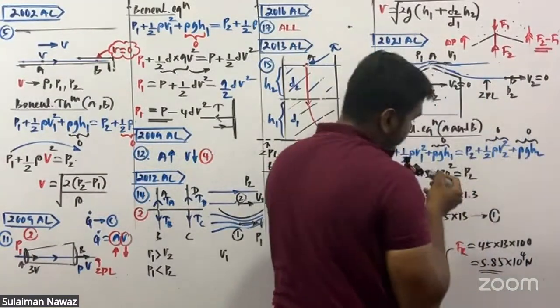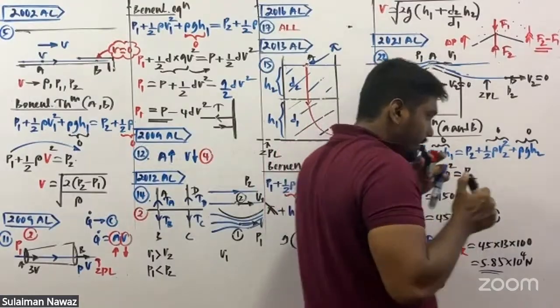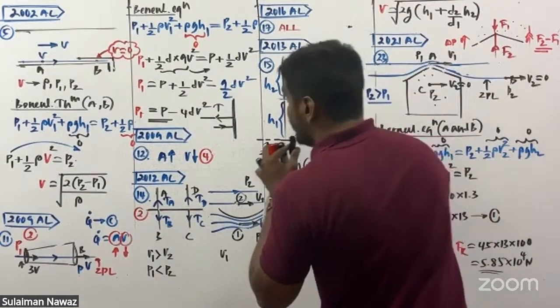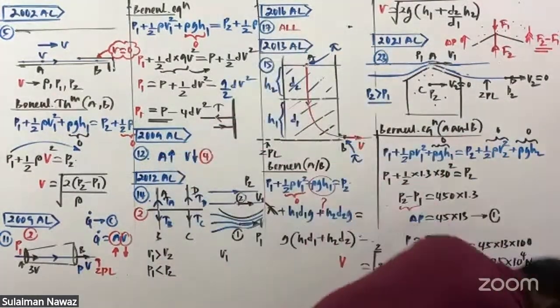Nice question. Then how many questions are to be discussed? Then question 24, 2022 A level. Last few stories.